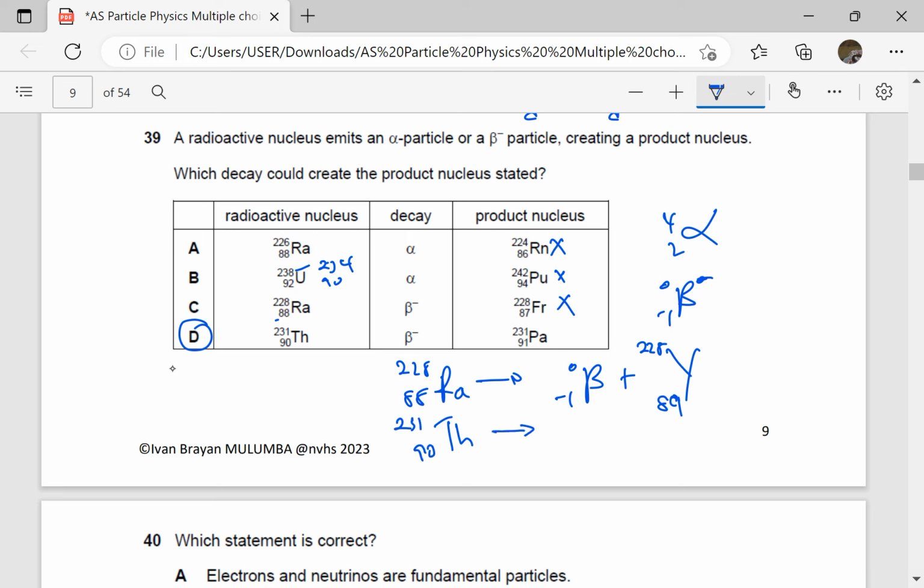Thorium-231, 90, decays by emission of beta minus, 0, negative 1, plus a nucleus Y. This should remain 231 and this should increase to 91, so that 91 plus negative 1 is 90, so that gives us the answer.